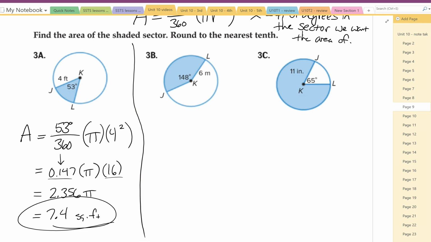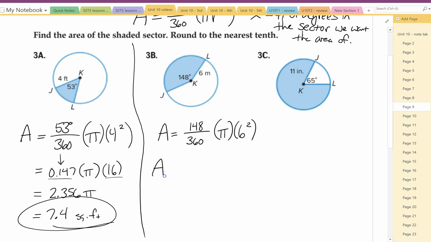3b. We'll do this one a little bit slower. The area equals some fraction with 360 in the bottom times pi times r squared. What is the measure of this arc that creates this sector that we want to know the area of? Well, it's obviously 148. So that's what goes right there. What is the radius of this circle? It's 6. Okay, so now we just have numbers to deal with.